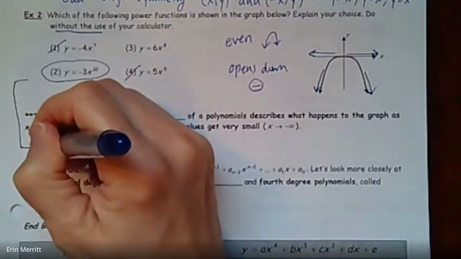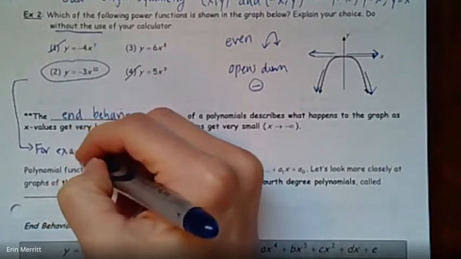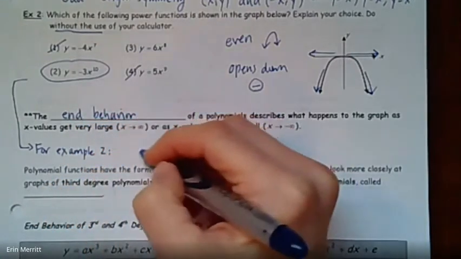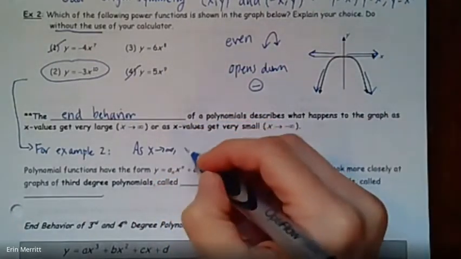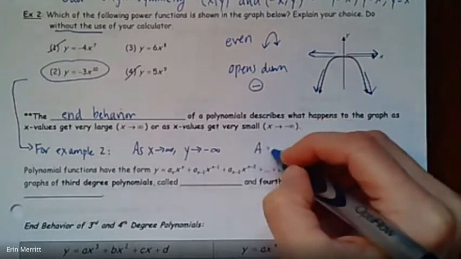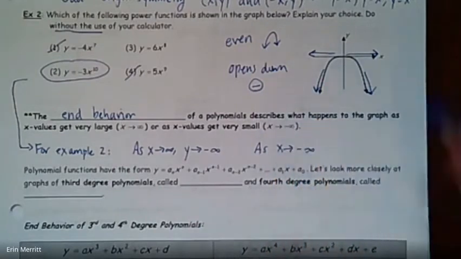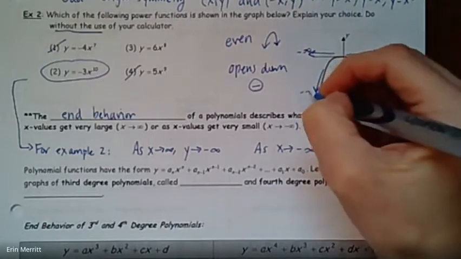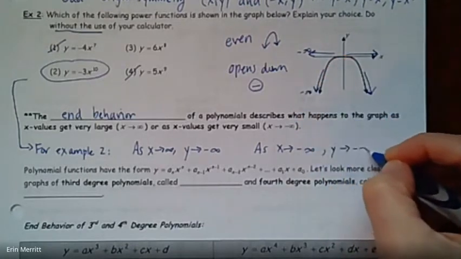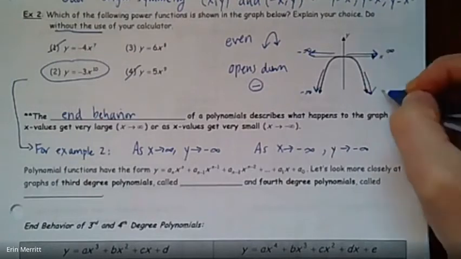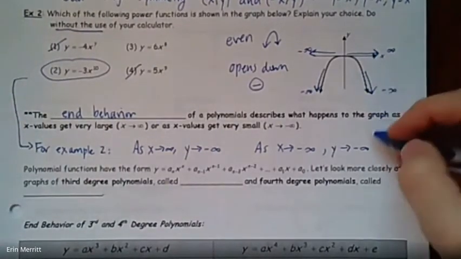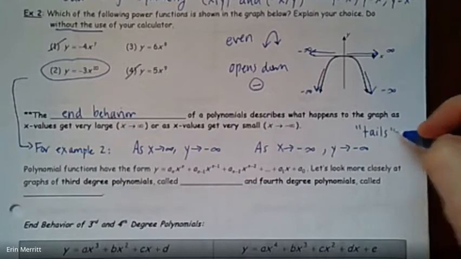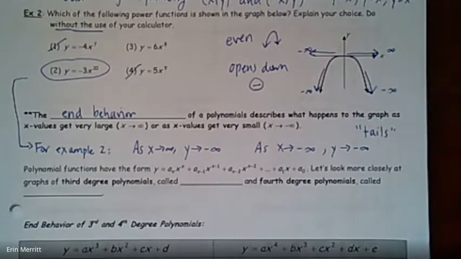So I'm going to say, for example 2, we would say as x headed to infinity, y went to negative infinity. And then as x went to negative infinity, as we were going that way, the y value still was heading to negative infinity. Right? So a little review from a few units ago there. Sometimes those are lovingly called the tails of the graph as well. So what are the tails doing? They're both heading to negative infinity. Right?